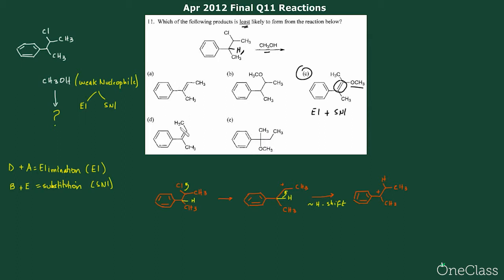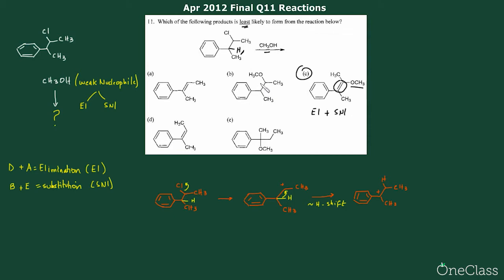Choices A and D are very much possible. How would elimination take place? The first step, because it's E1, is to get rid of the carbon-chlorine bond. Once you do that, there's a carbocation, and then the methanol can come in and take away this hydrogen, and this bond will go over there, forming a double bond. If it comes from the back side, you will form a trans alkene, and if it comes from the front side, it will be a cis alkene. So it's quite straightforward elimination.